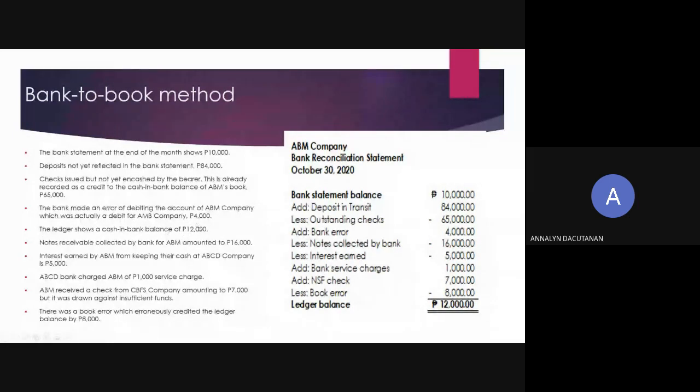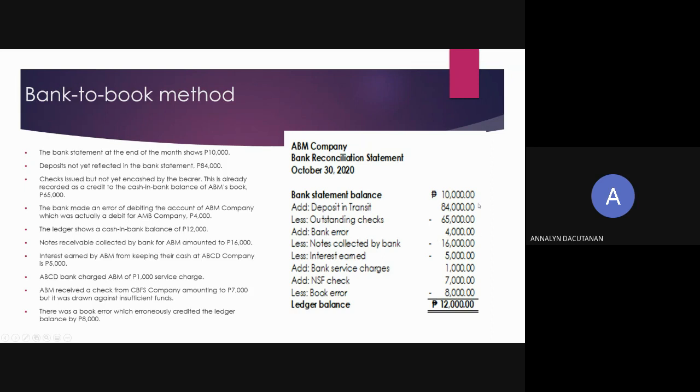So, in order to get it, kailangan mong mag-reverse formula. If dito, notes receivable by the bank for ABM, we have added it before. Now, we are deducting it. Same with interest earned, we are deducting it. Before, we have deducted bank service charge. Now, we are reversing the formula. So, we're adding it back, 1,000. Same with NSF check, 7,000. And then, there's a book error. We have erroneously credited, kaya dati inad natin siya. But since we are performing a bank-to-book method, we are now deducting it. So, perform the formula. Okay?